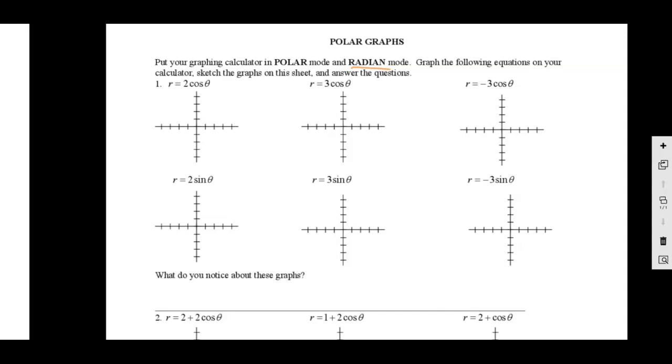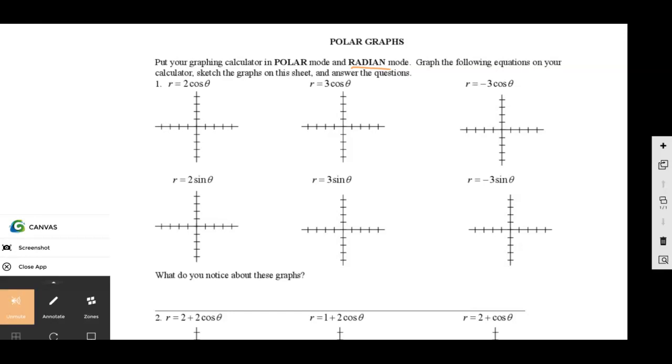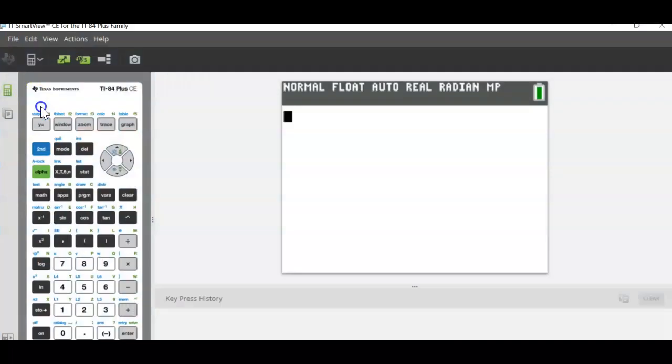Let's go switch it over and look at our calculator in polar mode. We're going to graph these first couple: 2 cosine theta, 3 cosine theta, negative 3 cosine theta. We're going to graph all 6 of these pretty quick and then try to see what we notice about all of these graphs. Let's go switch it back. There's my calculator. Now let's switch it.